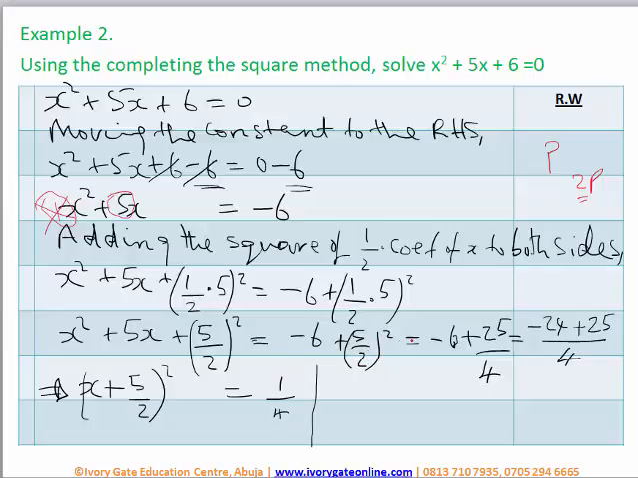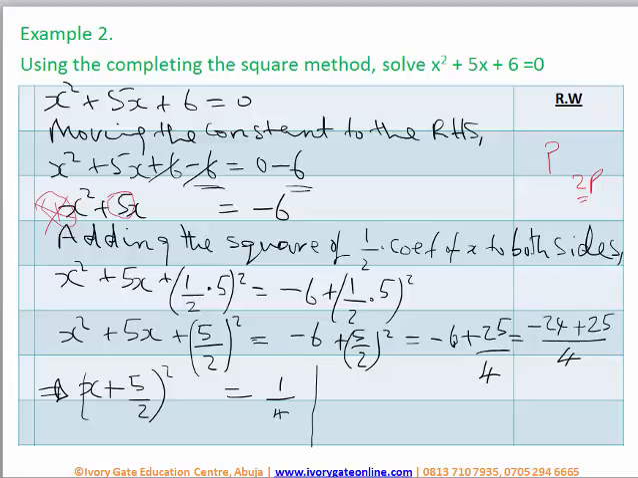Okay, then if we simplify this further, 5 over 2 squared is 5 squared, which is 25, divided by 2 squared, which is 4. Then we take the LCM. The LCM is 4. Remember the denominator is 1, so 4 divided by 1 is 4, times minus 6 is minus 24, then plus 25. Then minus 24 plus 25 gives us 1. So we now have 1 over 4.